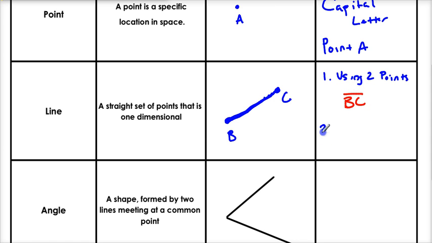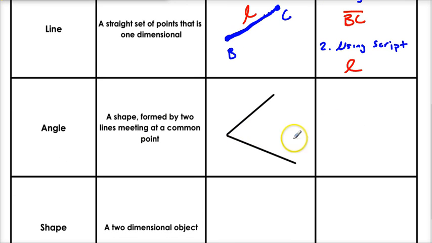Now the second way you might see is using a script letter, but just one letter. So we could also call this line, let's say, L. So this would be line L. So there's 2 ways to do it: using the 2 endpoints, or 2 points, or just a script letter.